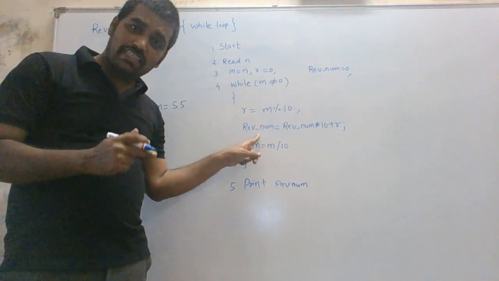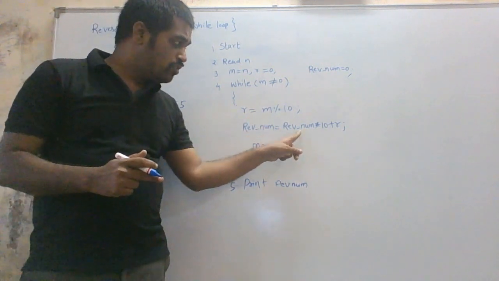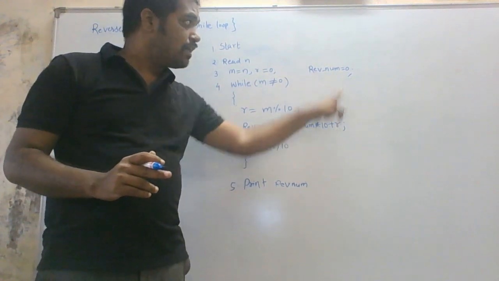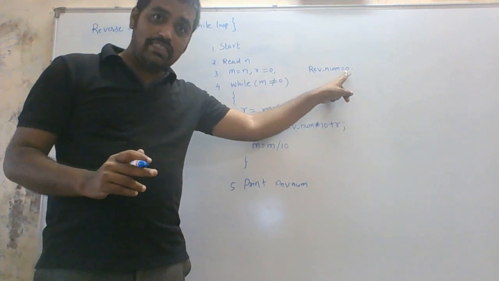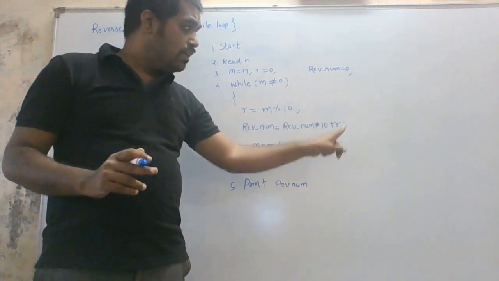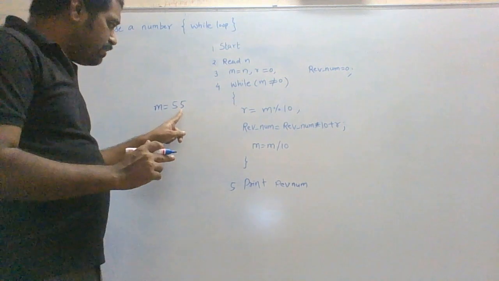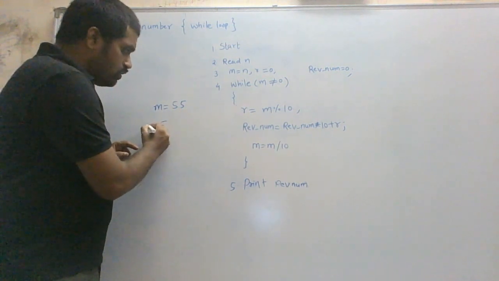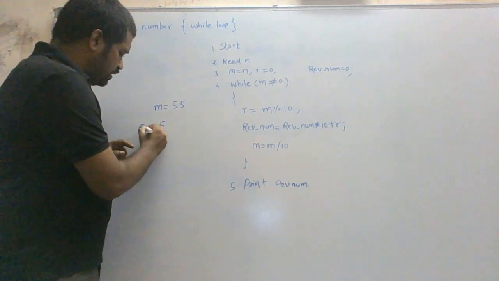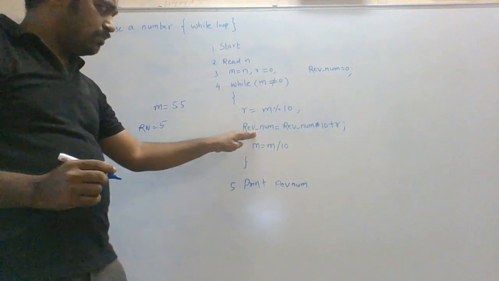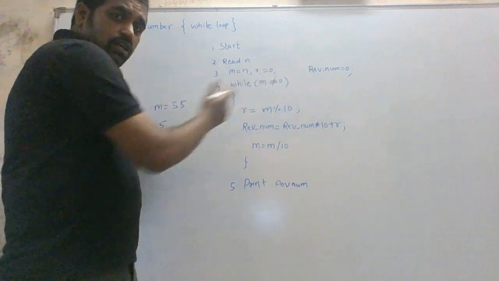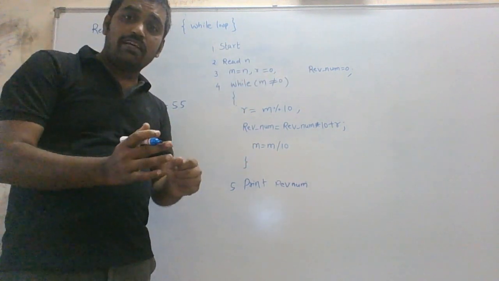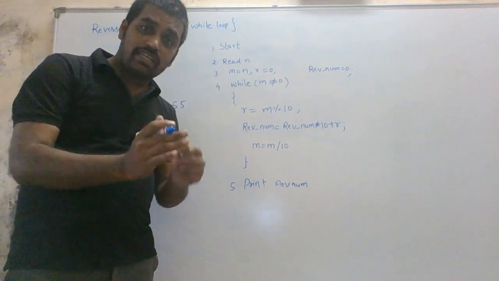Then the reverse number, initially 0. Reverse number is equal to reverse number into 10 plus r. So 0 into 10 will be 0, plus r. Initially we initialized the reverse number to 0. Whatever remainder we found out here, the remainder was 5, so this 5 will now be stored into the reverse number. Initially it was 0, now it is 5. Then m is equal to m divided by 10. Whatever the value of m is, that will be divided by 10, and the result will be assigned to m.